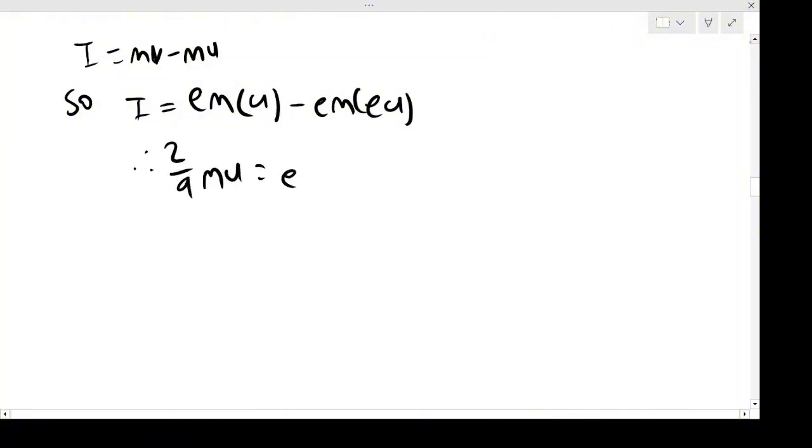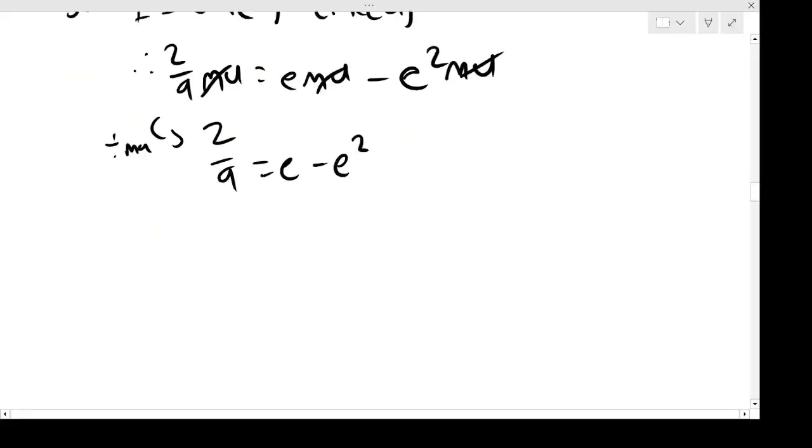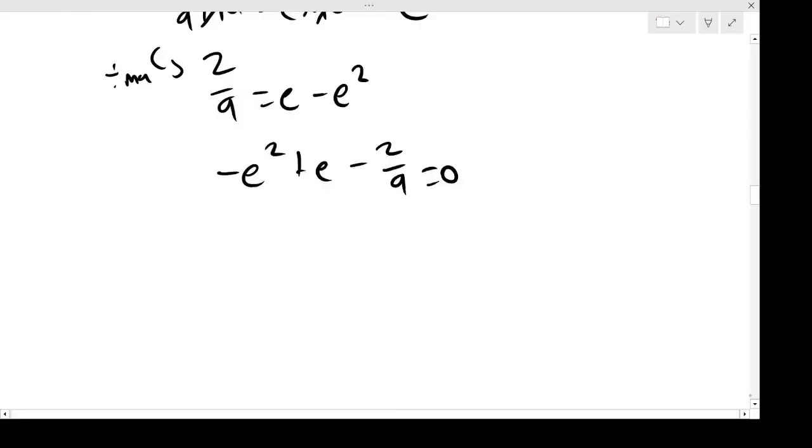That's going to equal emu minus e squared mu. Now I can actually cancel the mu's out, right? I've got an mu here, an mu here, and an mu here. So I get 2/9 equals e minus e squared. And what do you know? I get another quadratic now. I get minus e squared plus e minus 2/9 equals 0. Okay.